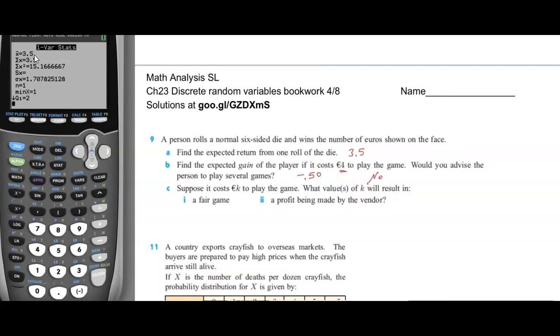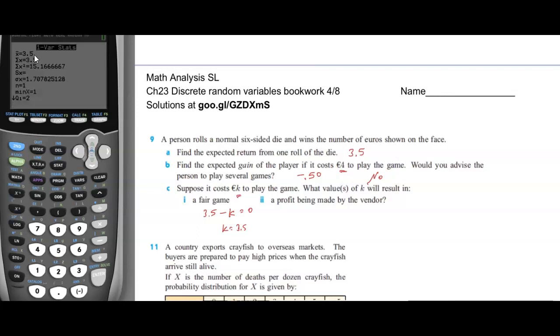Suppose it costs k euros to play the game. What value of k will result in a fair game? So that would mean that you win 3.5 on each game and you lose k because you're paying k each game. In order to be a fair game, it would have to be a 0 result for each game, break even. So k would equal 3.5. That would be a break-even game if they charge 3.5 to play.